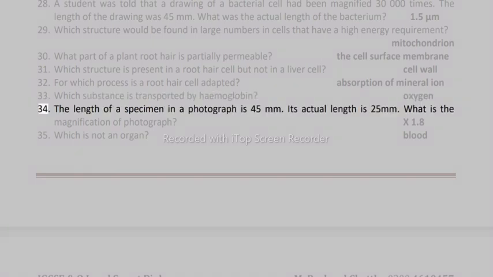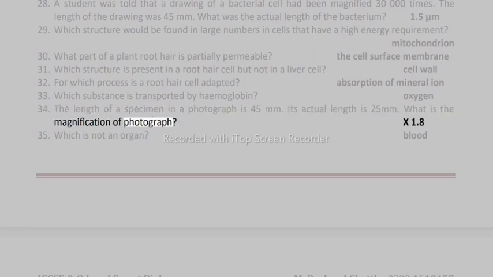Oxygen. 34. The length of a specimen in a photograph is 45 millimeters. Its actual length is 25 millimeters. What is the magnification of the photograph? times 1.8. 35. Which is not an organ? Blood.